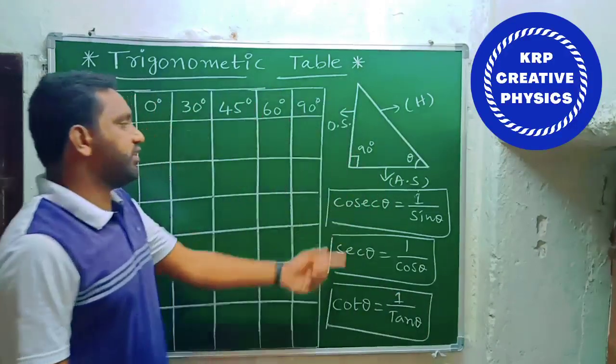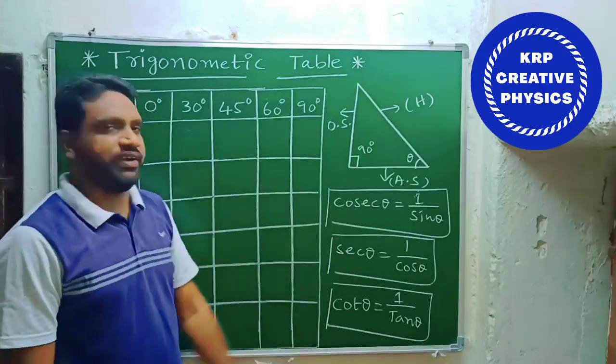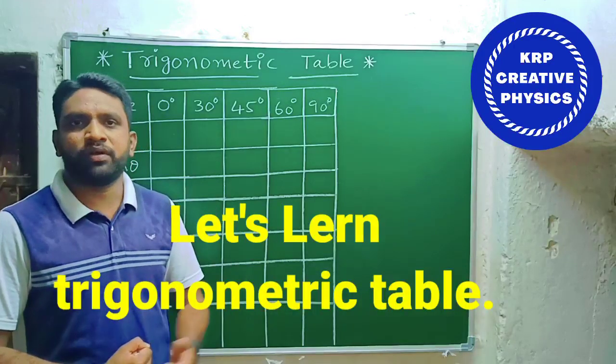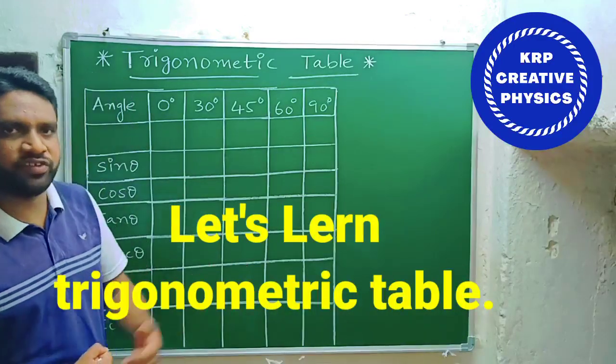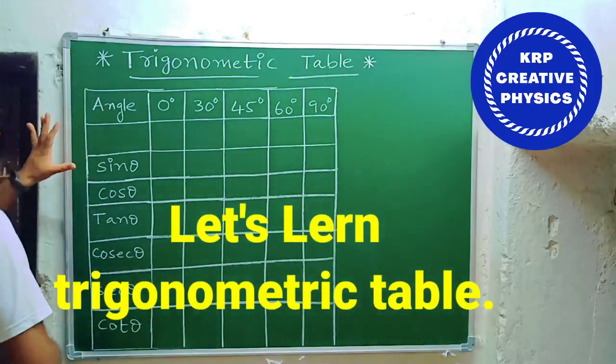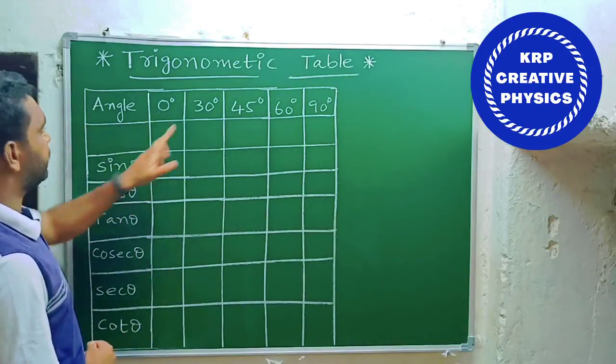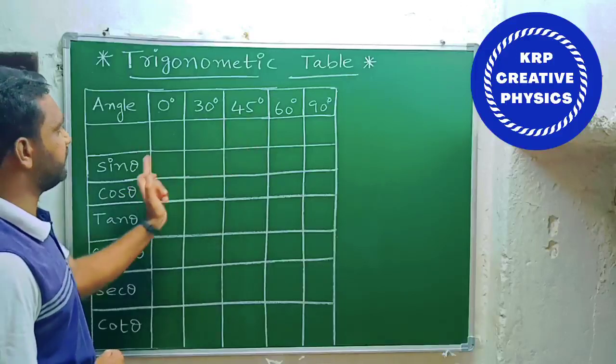Okay. So this is regarding cosec theta, sec theta, cot theta. Okay friends, now I am going to explain the simple tricks to remember the trigonometric table. So let's see the trigonometric table now. So first we need to know the values of sin theta. So that means sin 0, sin 30, sin 45, sin 60, sin 90.